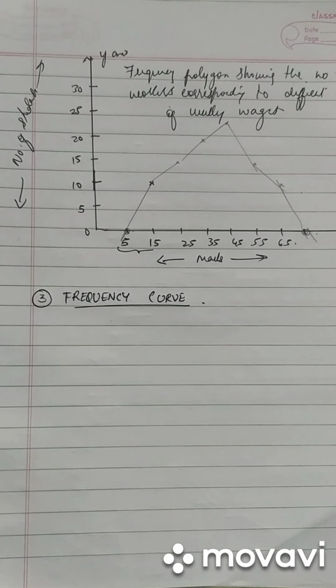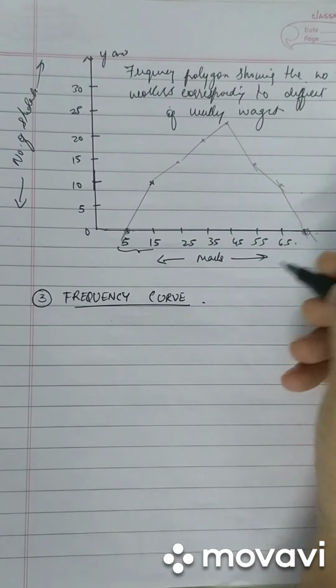Under that write down. A frequency curve is a curve which is plotted by joining the mid values of all tops of a histogram by freehand smooth curves and not by straight lines.